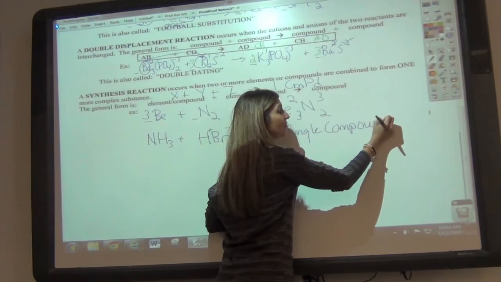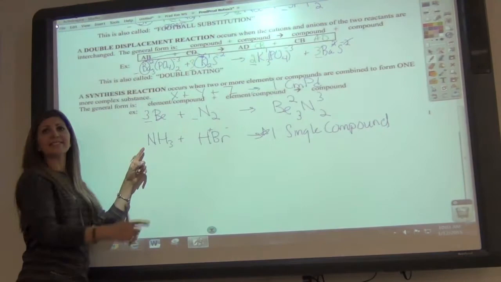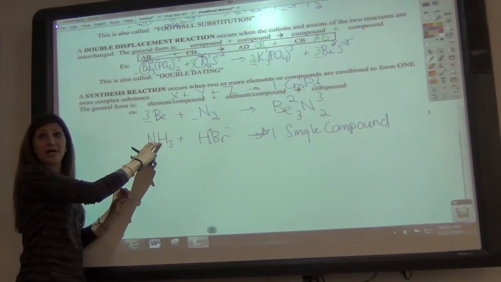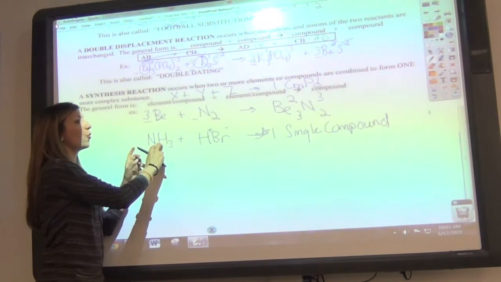Okay? Now, this one looks like double displacement. The reason why it's not double displacement is that in double displacement, you actually have to have two ionic compounds. This is not ionic because nitrogen is not a metal. What's nitrogen? Non-metal, which makes this compound not ionic, but molecular. Awesome. That's a molecular compound, okay? So we can't do that swap because you're going to end up with two negatives if you do the swap.